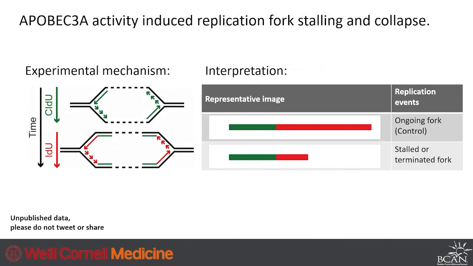So how does APOBEC3A induce replication stress, since it just deaminates cytidine as a single-base mutation?